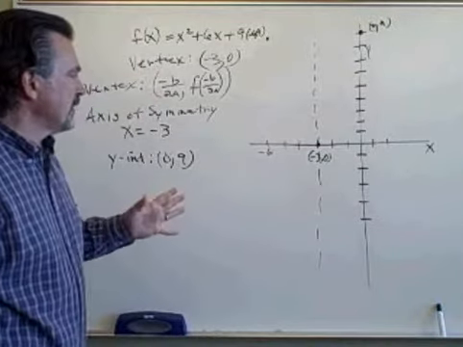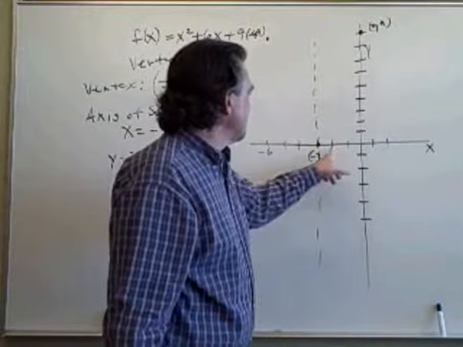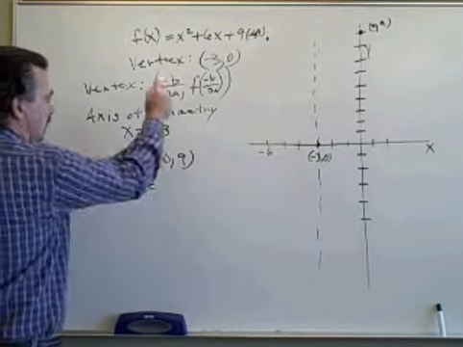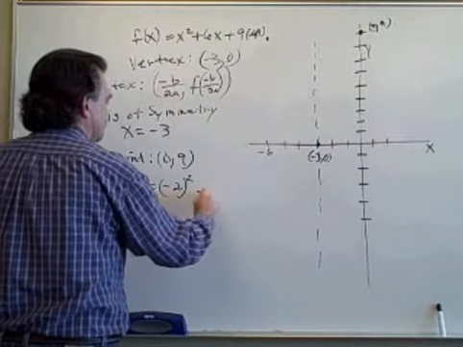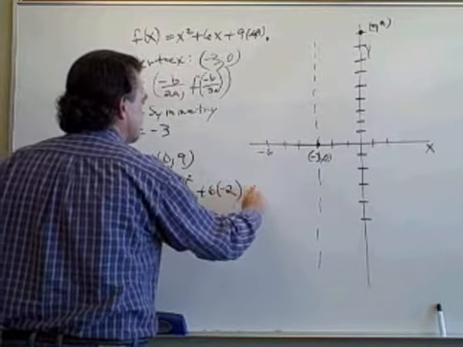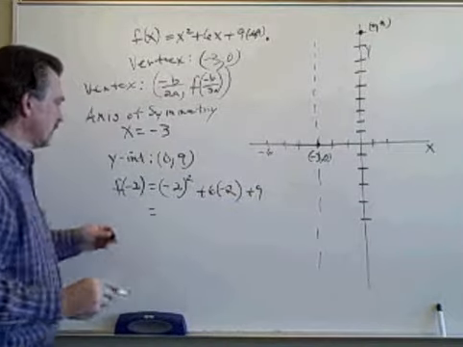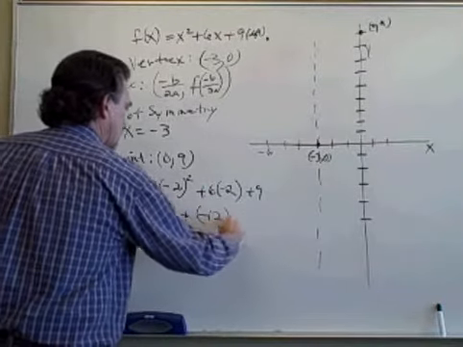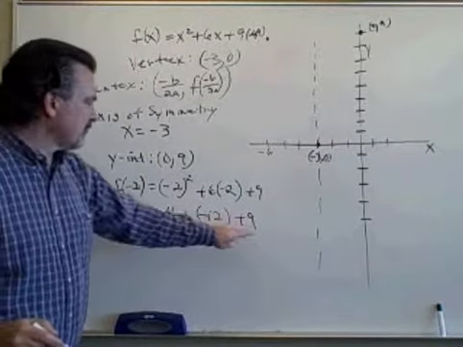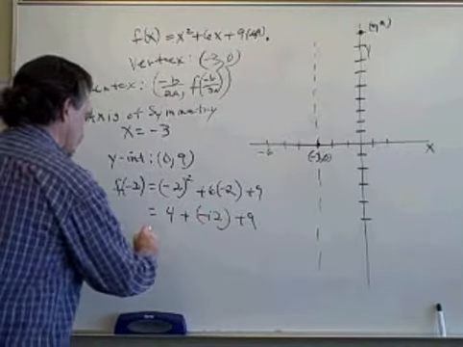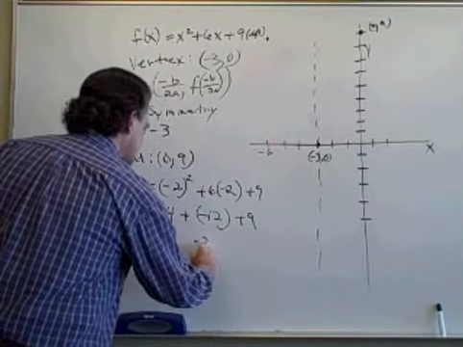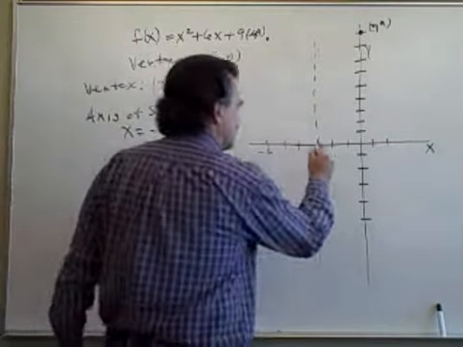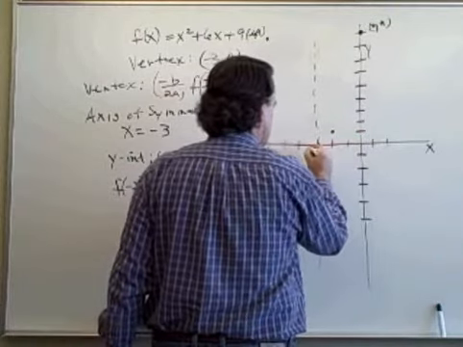Let's find another point. Let's let x be -2. If we let x be -2 and evaluate the function, the square of -2 is 4, plus -12, plus 9. 9 and 4 is 13. 13 plus -12 is 1. So when x is -2, the function's value is 1. That says when x is -2, the y value is 1.